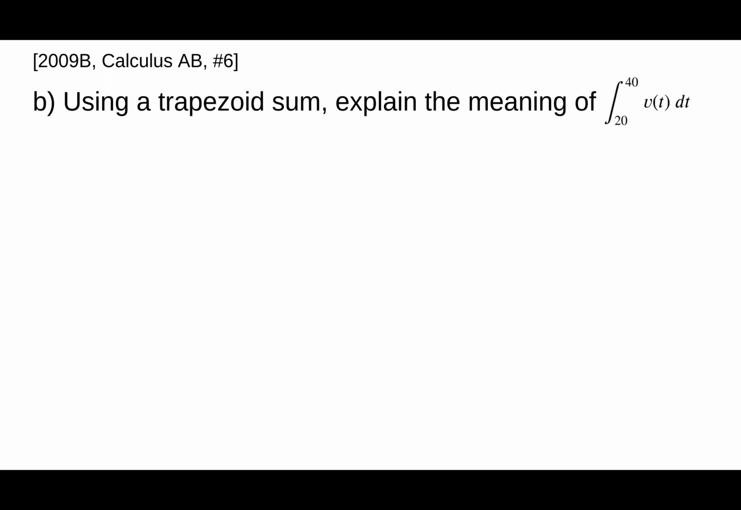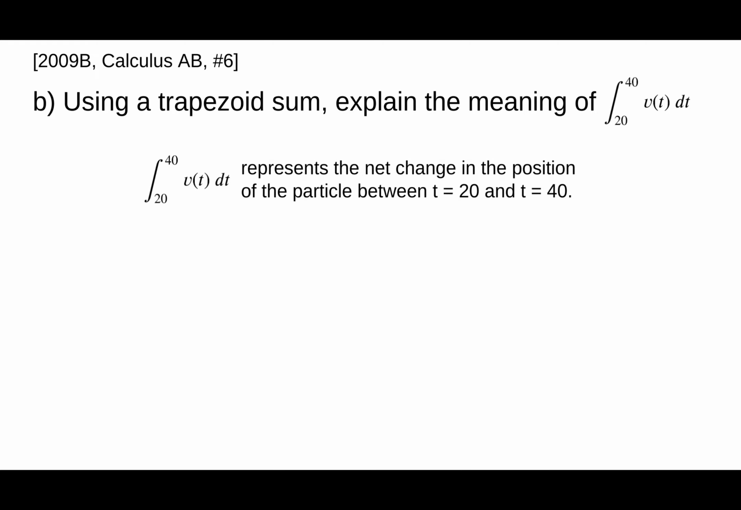In part B of the free response question, we are asked to use a trapezoid sum and explain the meaning of the definite integral from 20 to 40 of v of t dt. First, explaining the meaning of the integral. The integral from 20 to 40 of v of t dt would represent the net change in the position of that particle between t equals 20 and t equals 40. All right, this is basically an application of net change problems in calculus after the fundamental theorem of calculus.